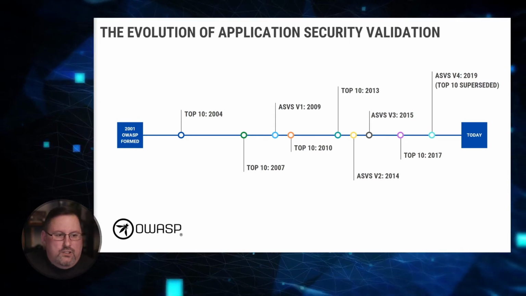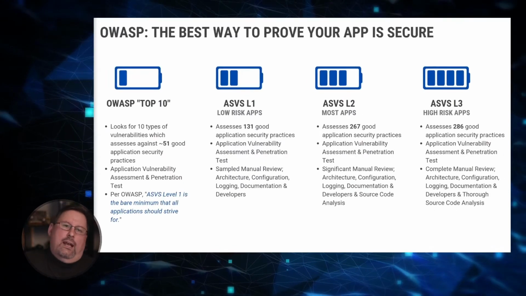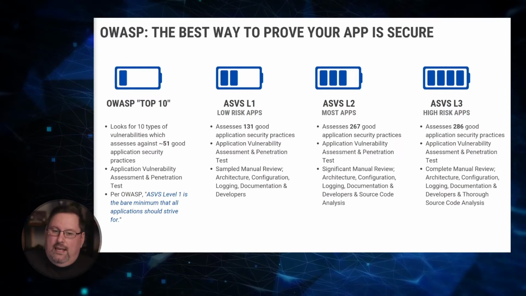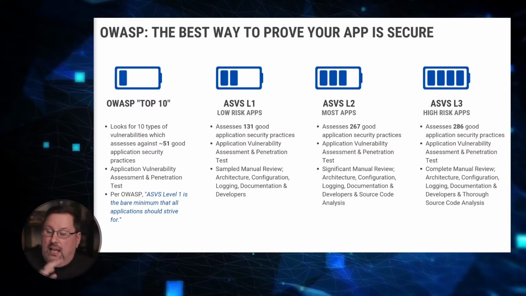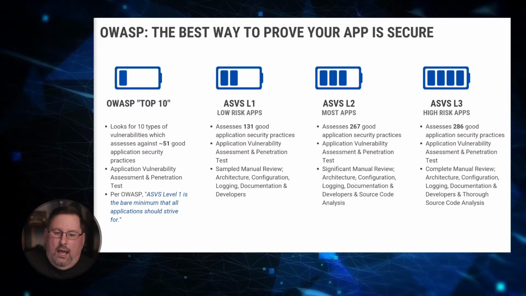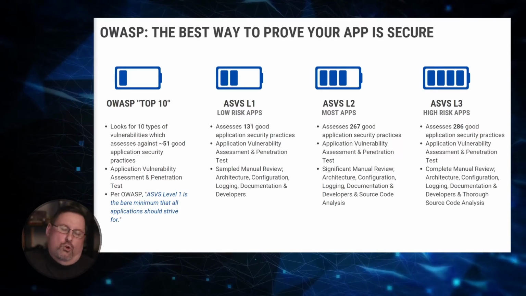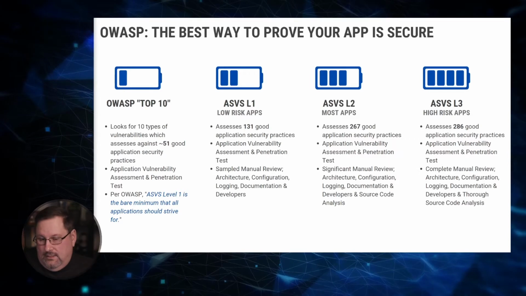So knowing that, we can start putting in perspective and break down what ASVS is all about. When we talk about the OWASP Top 10, they look for 10 types of vulnerabilities, and it kind of assesses against 51 good security controls or application security practices.